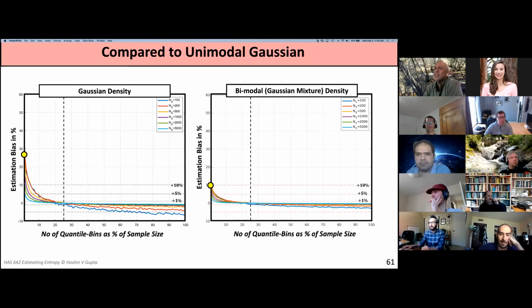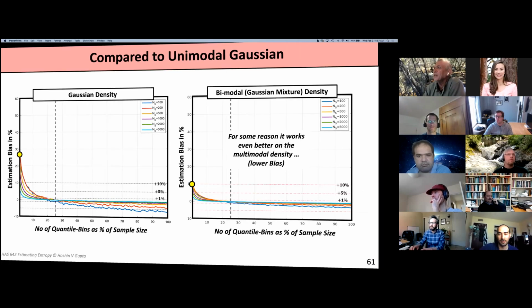But this I thought was interesting. Reza pointed this out. On the left is the Gaussian density estimation bias. On the right is the bimodal Gaussian density estimation bias. Interestingly enough, the estimation bias is smaller for the bimodal than for the Gaussian density at small sample sizes. Sorry, for a smaller number of quantile bins. I'm not entirely sure why that is. So there is something going on here that we still don't understand. Okay. Maybe it's because the bimodal is a bit closer to uniform in some sense. Maybe. Oh, possibly. Yeah. Interesting.